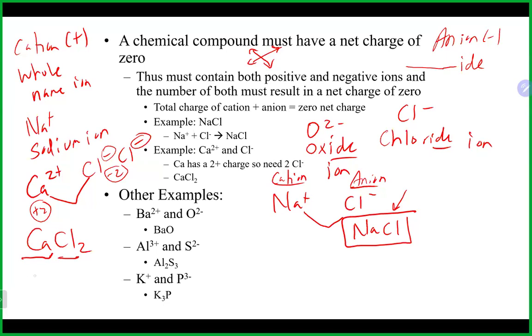Chloride would be this guy. So that would be calcium chloride. This guy obviously would be sodium, and the Cl would be chloride in this case. So again, that is how the name works.